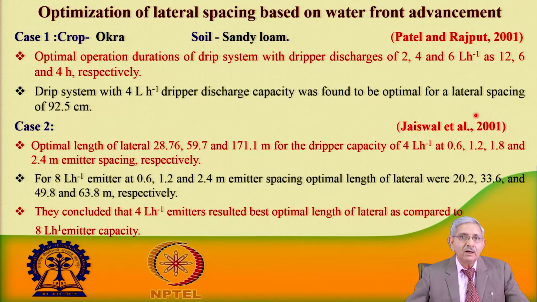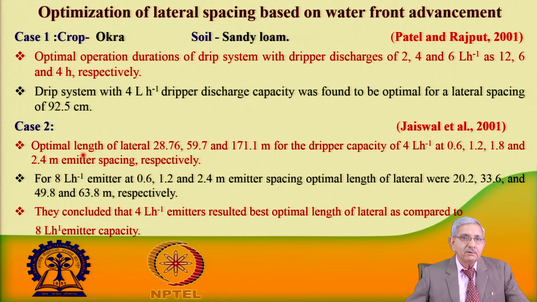Another study was also carried out in sandy loam soil for okra crop by Jaiswal et al. in 2001. They found that the optimal length of the lateral was 28.76, 59.7 and 17.1 meter for the discharge capacity of 4 liter per hour when the drippers were placed at different spacings. That way they found out what should be the optimal length of the lateral.